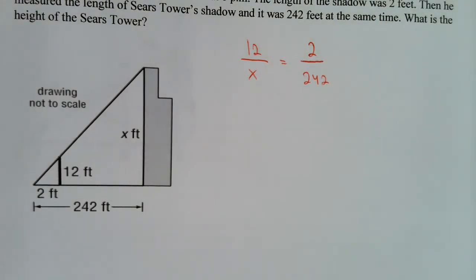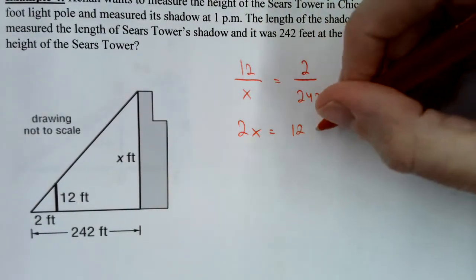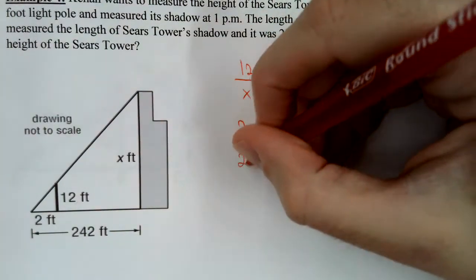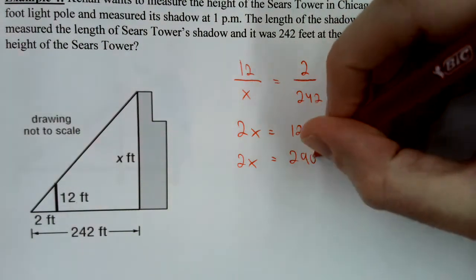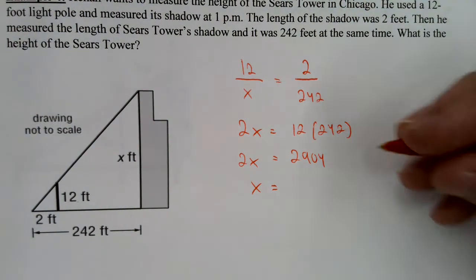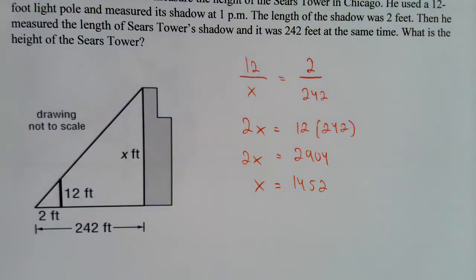Cross multiply and solve. 2 times x equals 12 times 242. Two times x equals 2,904. Divide that by 2. X equals 1,452. And that is accurate. I do know that off the top of my head. The Sears Tower is 1,452 feet tall.